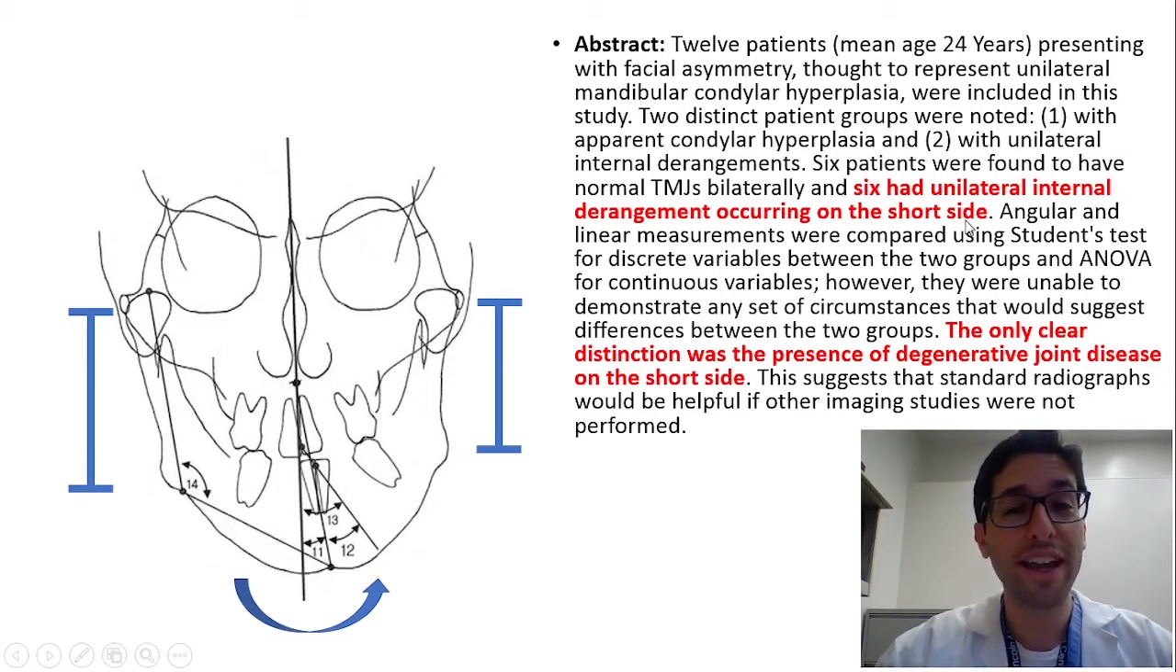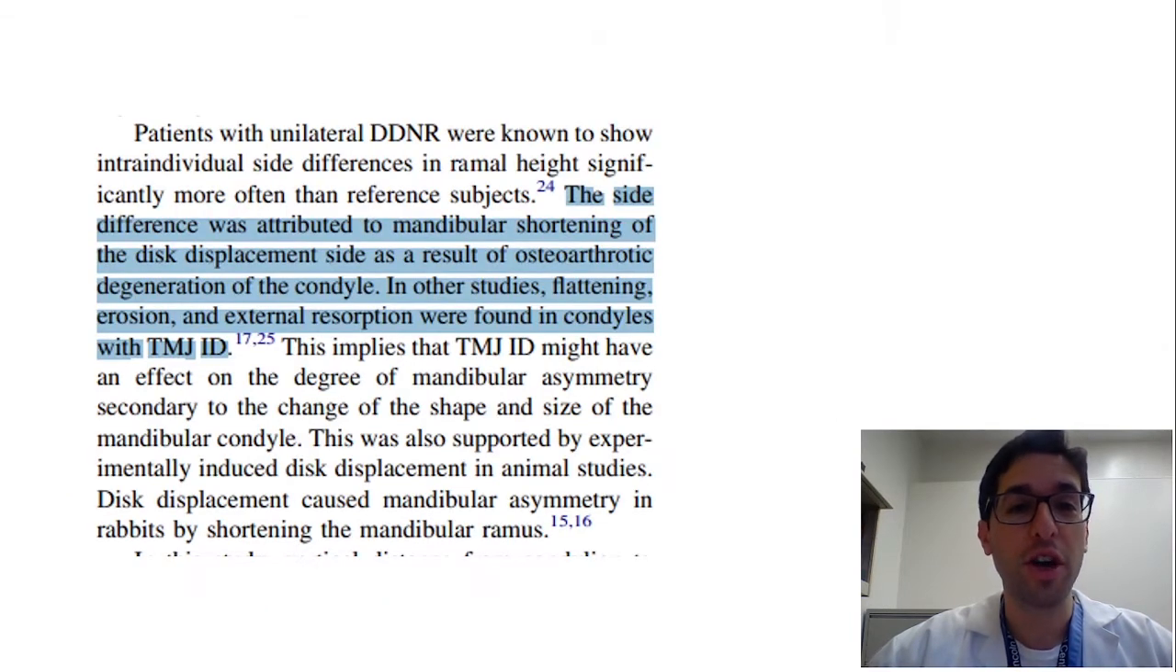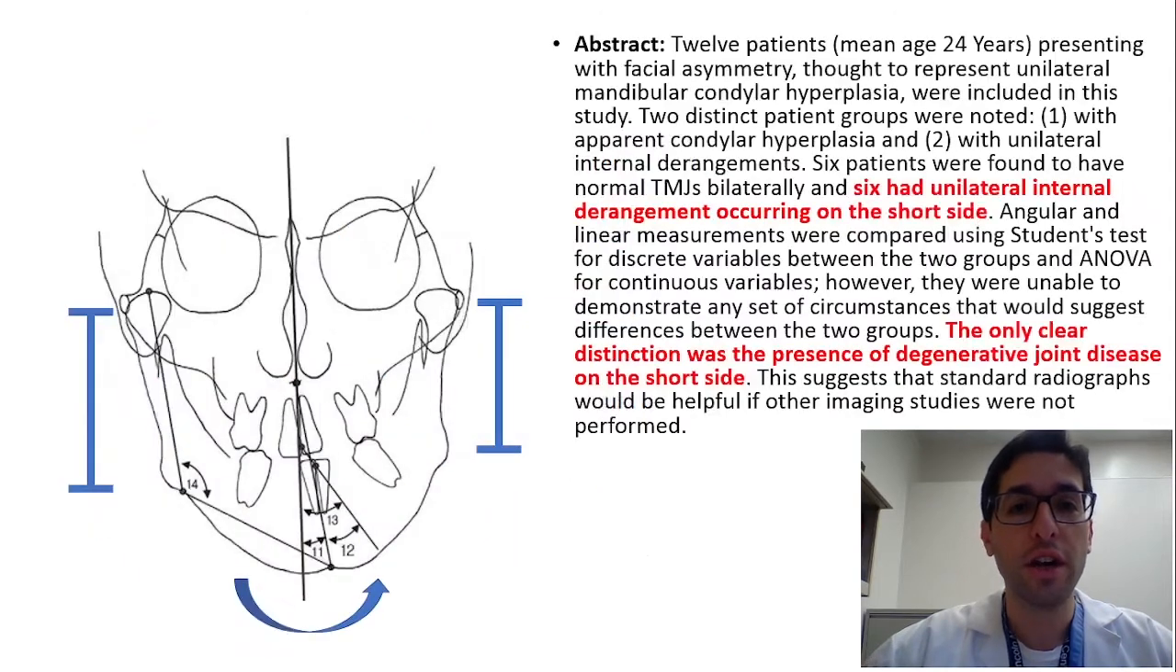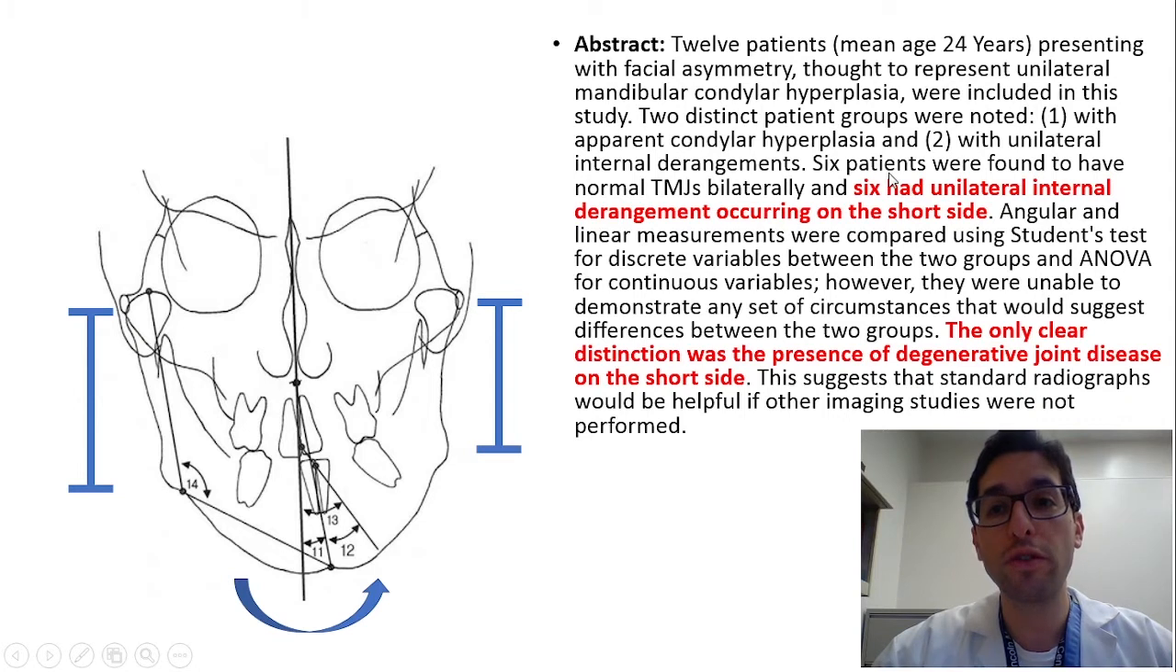The question why is a very interesting question. So subsequently I tried to find an answer. Why are we getting this short side? All right, so let me just read to you a little bit. 12 patients had facial asymmetry. It was thought to represent condylar hyperplasia, and then they found that 6 out of the 12, so 50% of the patients, also had internal derangement on the short side. So whichever side is short, the disc is going to be anteriorly displaced.